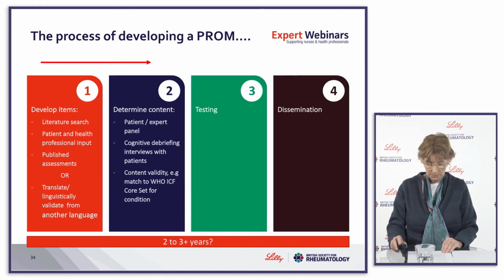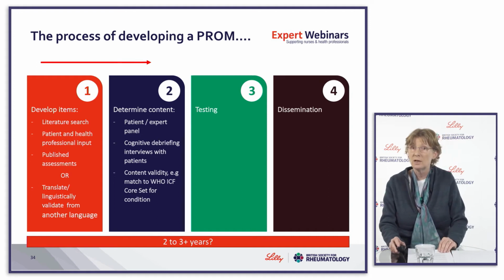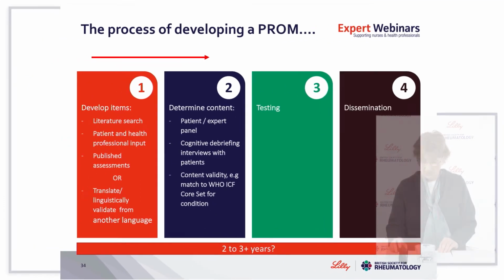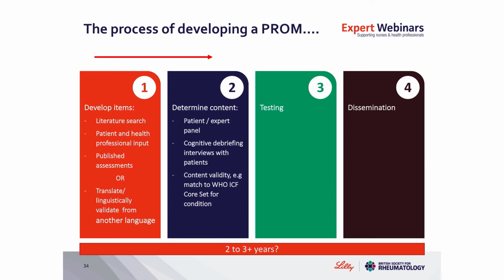There are 4 key steps. The first is developing items to include in your PROM. So this starts with a literature search and review to help you define what the construct or concept is that you want to measure. And then you need patient input. Interview about the concept, what's meaningful to them, analyse that data to identify themes or items. You might have some health professional input, you might look at other published measures, or you might find a measure in another language or American English, which you need to translate and linguistically validate.